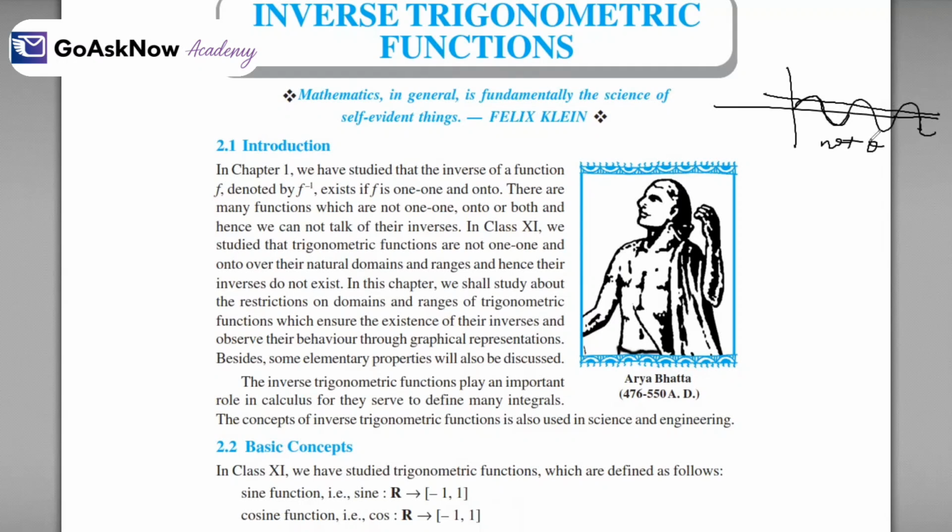It is not one-one, and it is also not onto. Why? Because its range is not covering all the points on the real number line.